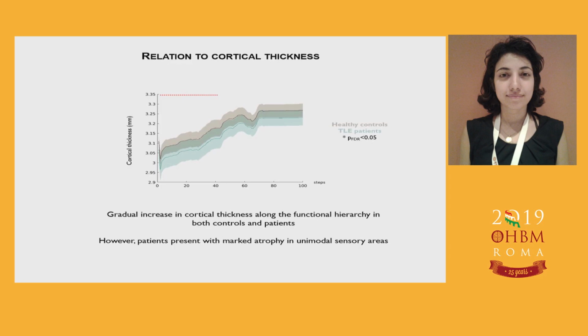Indeed, we observe a gradual increase in cortical thickness along the functional hierarchy in both controls and patients, as shown here in the plot, again representing the patients in green and healthy controls in brown. But we found that patients present with marked atrophy in unimodal sensory areas. Basically, we think that the unimodal sensory atrophy would be an underlying cause of the stagnation of the SFC in unimodal sensory areas in the SFC trajectory, which wouldn't lead the information to go to the DMN.